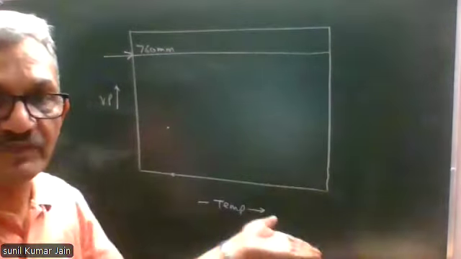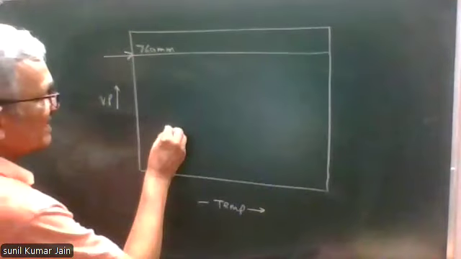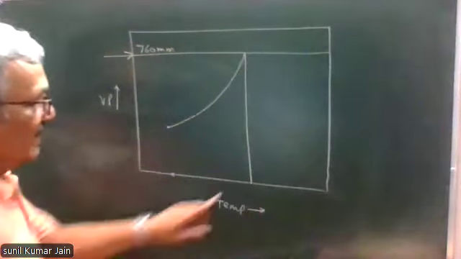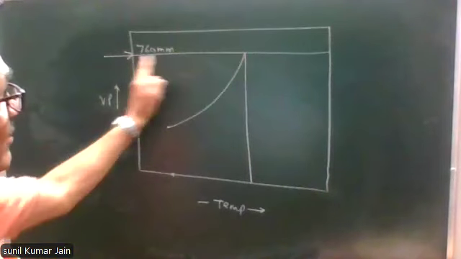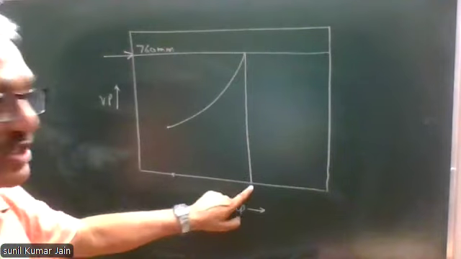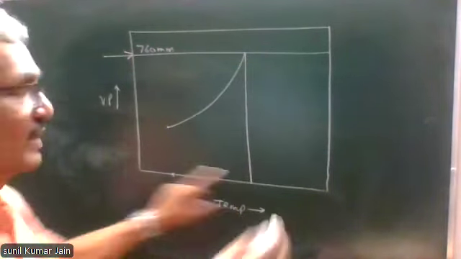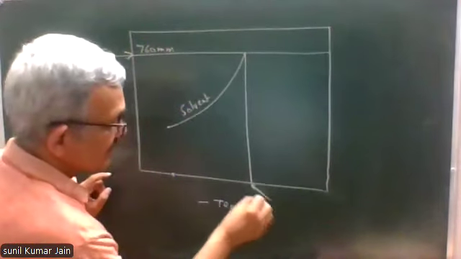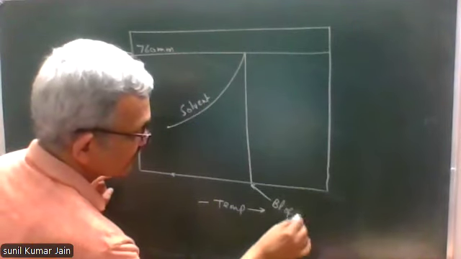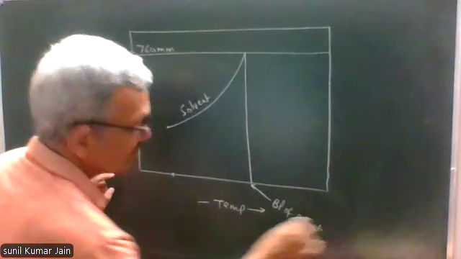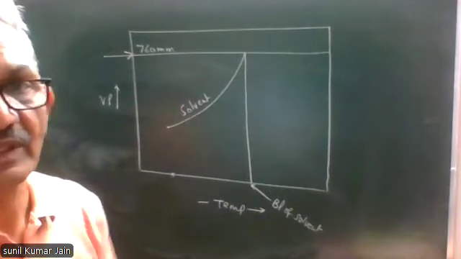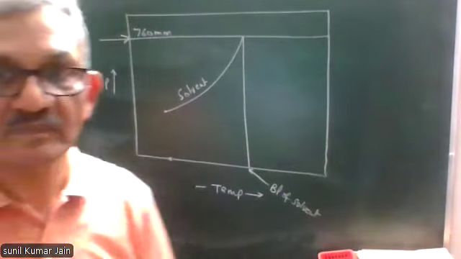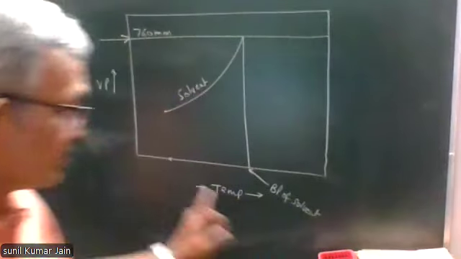When we increase temperature, vapor pressure will increase. So we keep on increasing the temperature, vapor pressure will keep on increasing. At this temperature, vapor pressure becomes equal to atmospheric pressure. It means this temperature is boiling point of the solvent. So this graph is for the solvent. This is BP of solvent, boiling point of solvent. I hope it's visible now.